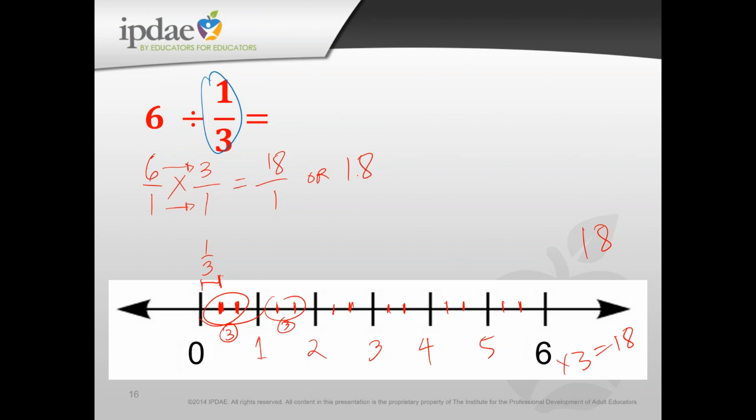Now, once they understand this concept that I just showed you, you will find out that finding the least common denominator when working with addition and subtraction problems with unlike denominators becomes much easier because now they visualize what you're trying to do.